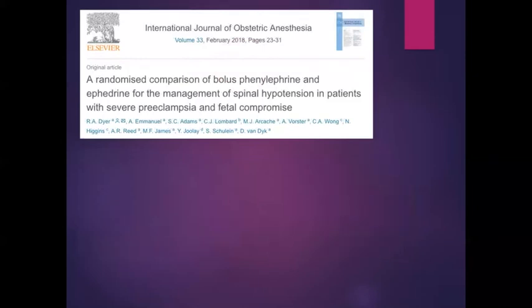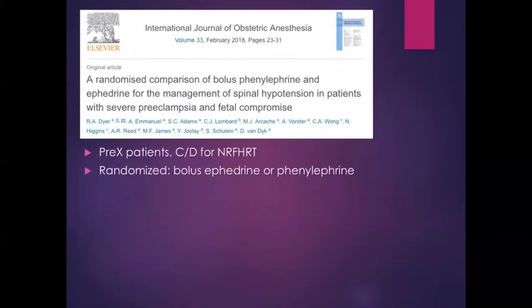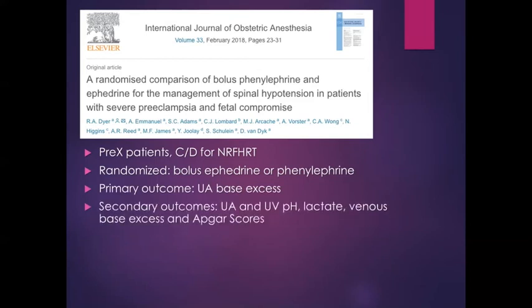In the first study, patients with preeclampsia requiring cesarean delivery for a non-reassuring fetal heart rate tracing were randomized to receive either bolus ephedrine, 7.5 to 15 milligrams, or phenylephrine, 50 to 100 micrograms, to treat spinal hypotension. The primary outcome was umbilical artery base excess, and the secondary outcomes were umbilical arterial and umbilical venous pH and lactate concentration, venous base excess, and APGAR scores.